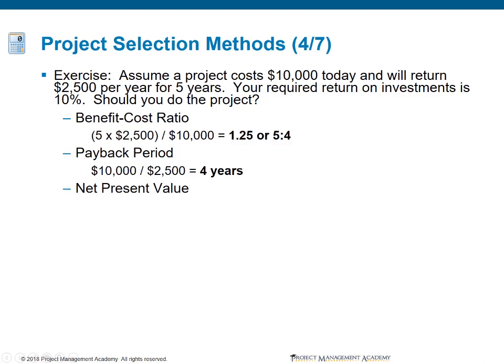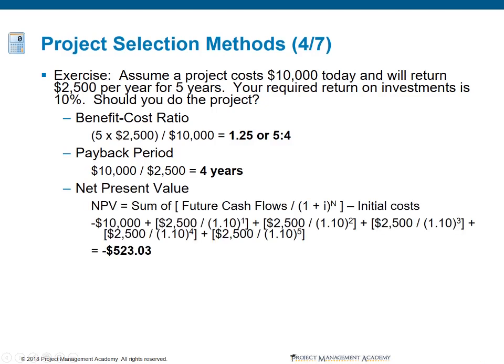The net present value. Now again, since we are dealing with inflows by year, we see that the number of periods varies as we have each one representing 1 year worth of inflow. The net present value here is negative $523.03. This indicates that we are spending money for the privilege of doing the project.